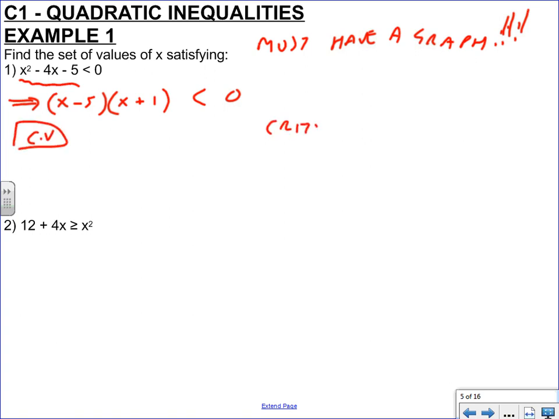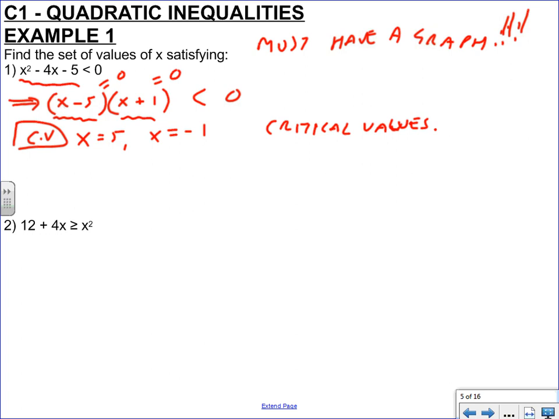So critical values. What critical values means is what points, if we were to solve this thing equals 0, like the whole thing equals 0, one of these brackets would equal 0, wouldn't they? So you would say that x equals 5 would give 0, because 0 times anything is 0, and you would say x is minus 1 would also give 0.